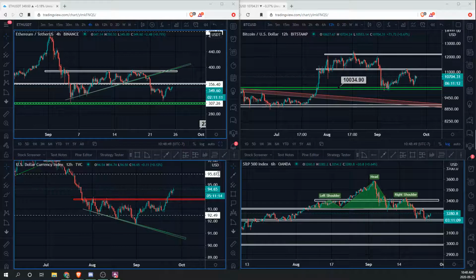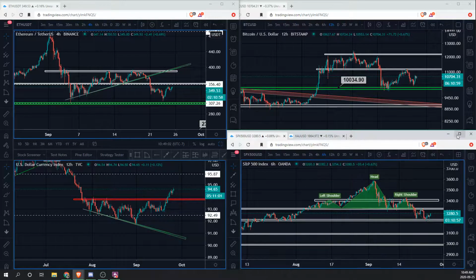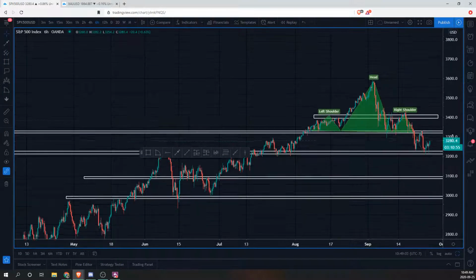We're going to start off the video looking at the S&P and the US dollar. These two assets are going to be negatively correlated, which means if one goes up, the other one is going to go down, and vice versa if it's the opposite way. So first things first, let's look at the S&P and discuss what we've been seeing here.